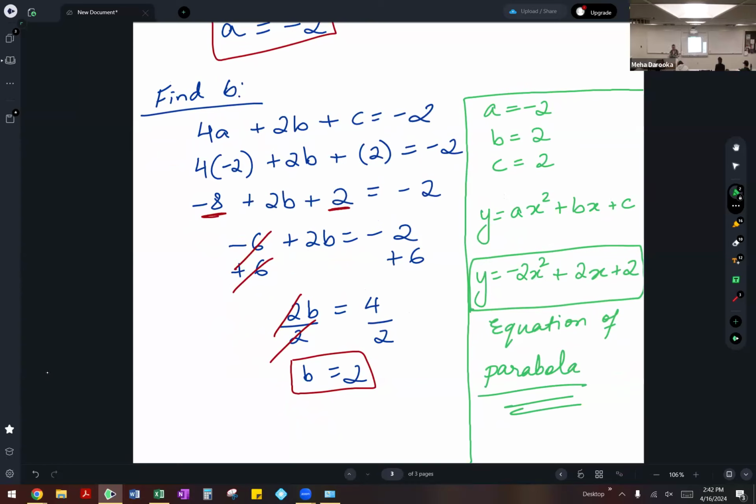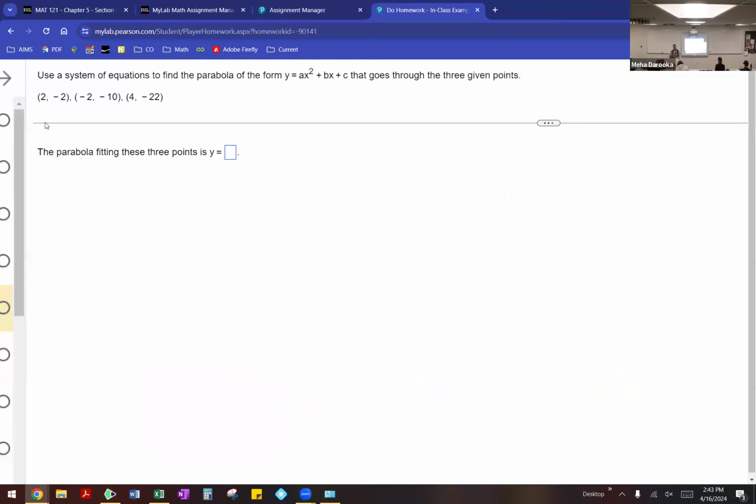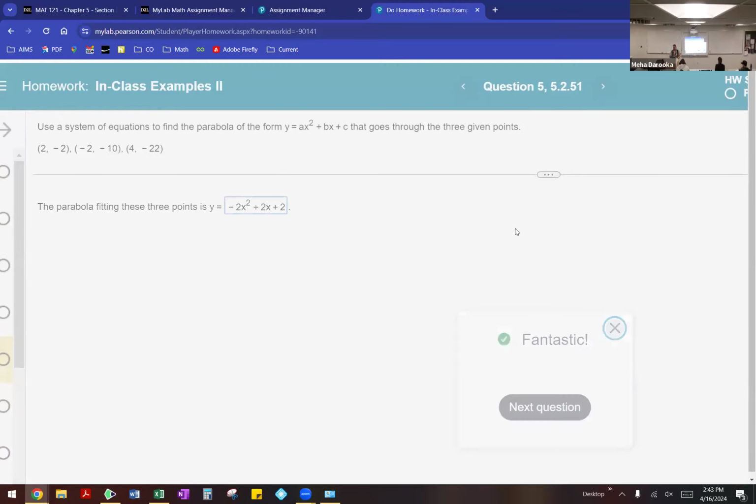Questions on this? So -2, +2, +2, let's plug that in. So y equals is already given to you, so you are just plugging in the other side. So -2x squared plus 2x plus 2, let's hope we didn't make a mistake.